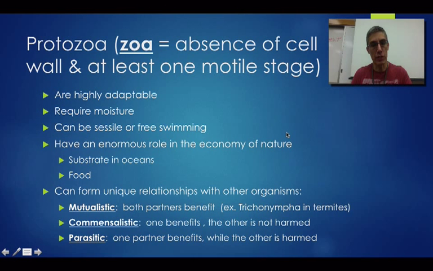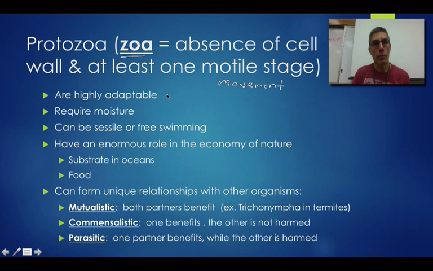So what we want to do next is start discussing the phyla that we're looking at in Chapter 11, which is going to be the protozoan. Now we need to look at the actual word itself, protozoan, and look at this part right up here, the word zoa. Now zoa means absence of cell wall, or at least one motile stage. Motile means movement. So there needs to be at least one stage in the protozoan's life cycle where it's going to be able to move from place to place. And we're going to look at locomotion in a second.